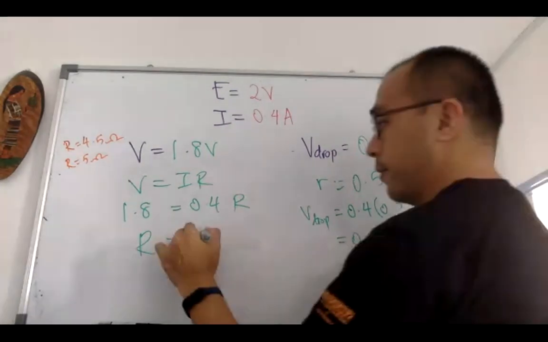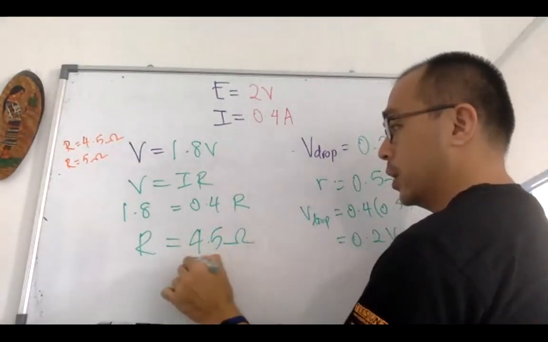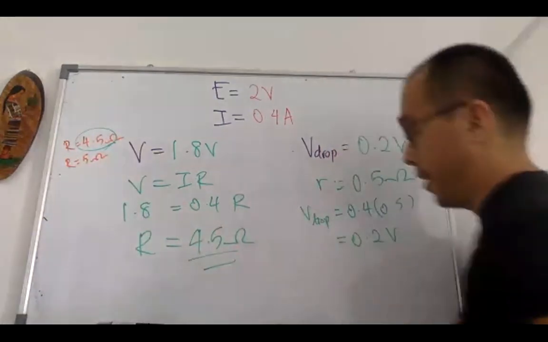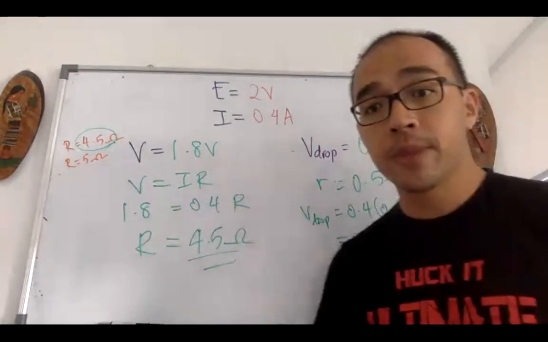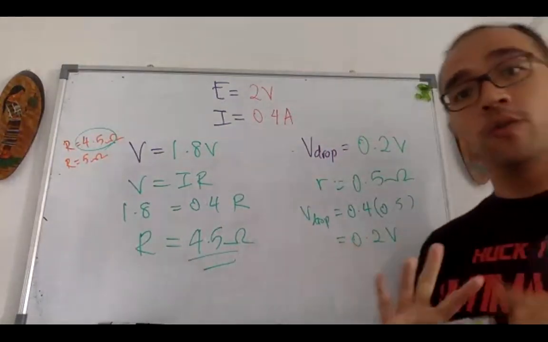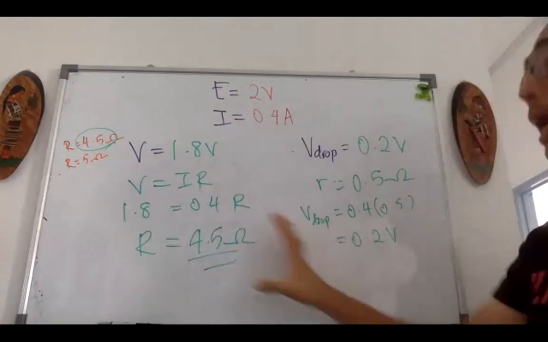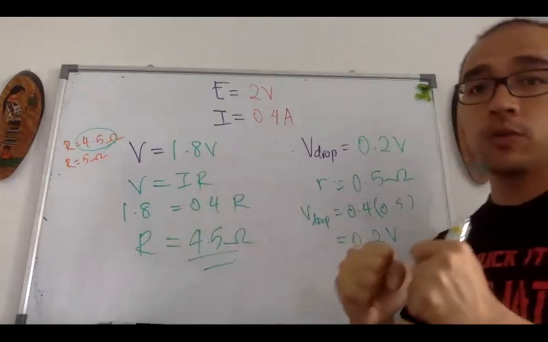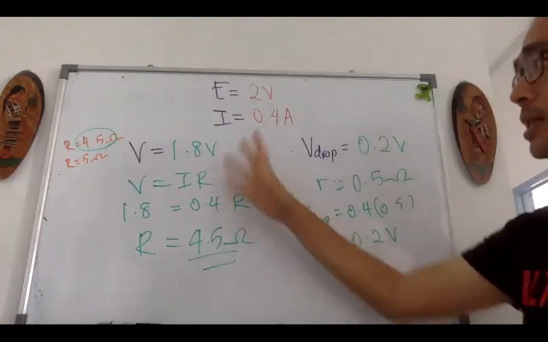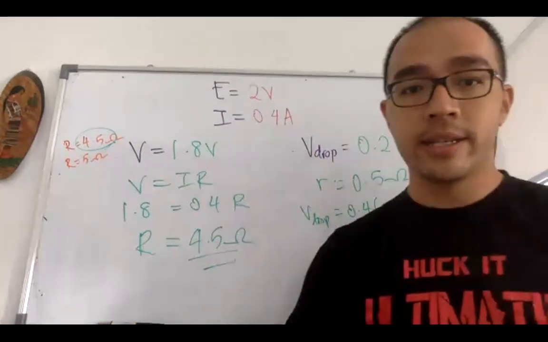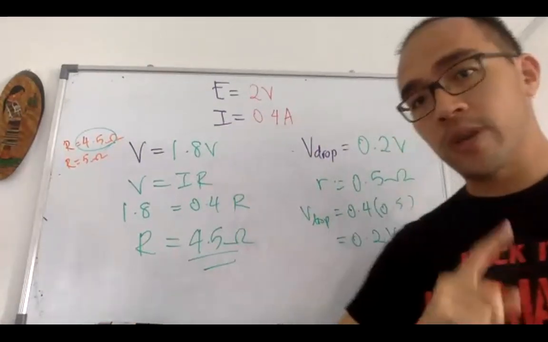Okay, R is 4.5 ohm, which means Jeremy's answer is correct. So again, don't focus on the question, focus on what you can count. Always hold on to V equals IR, because once you fill this out, then you can answer the question very easily. The only problem now is question A.